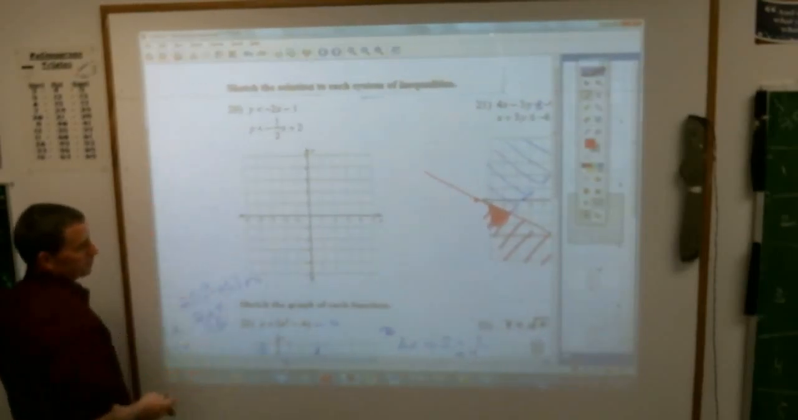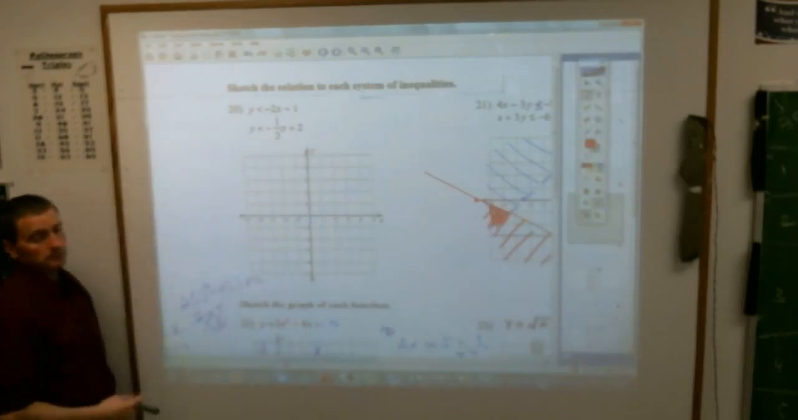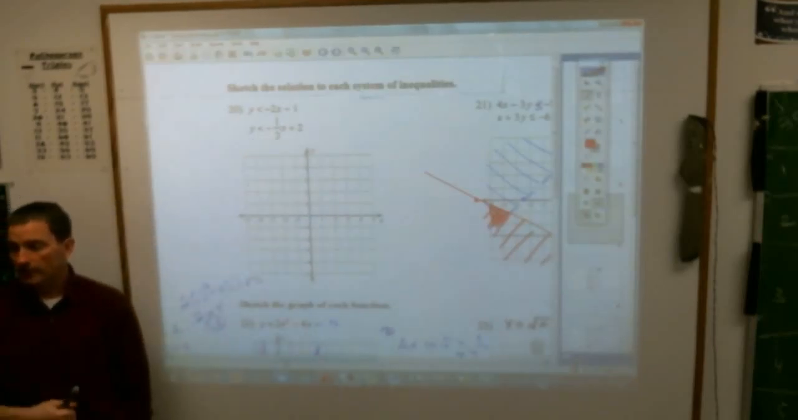This one you don't have to worry about because y is positive, so you're going to shade the bottom side of both of them.